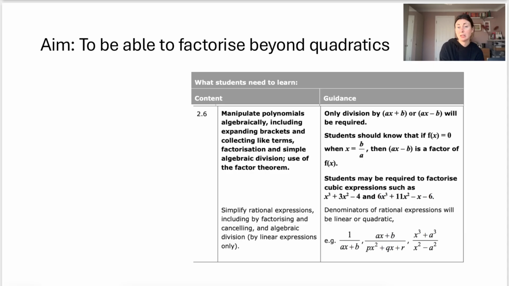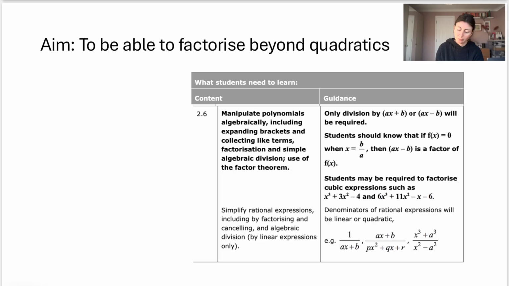One way you might have been teaching them how to do this is through long division. I'm going to suggest that we just do factorizing and skip the long division completely. And then in the year 2 topic specification, we have got simplifying with algebraic division by linear expressions only.